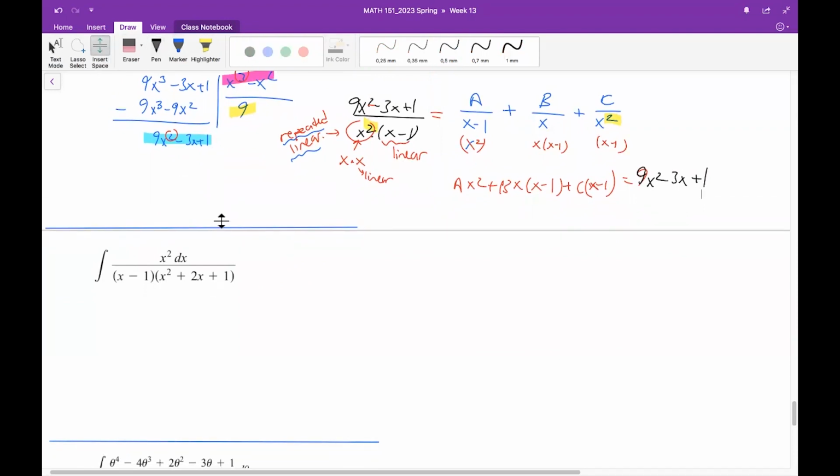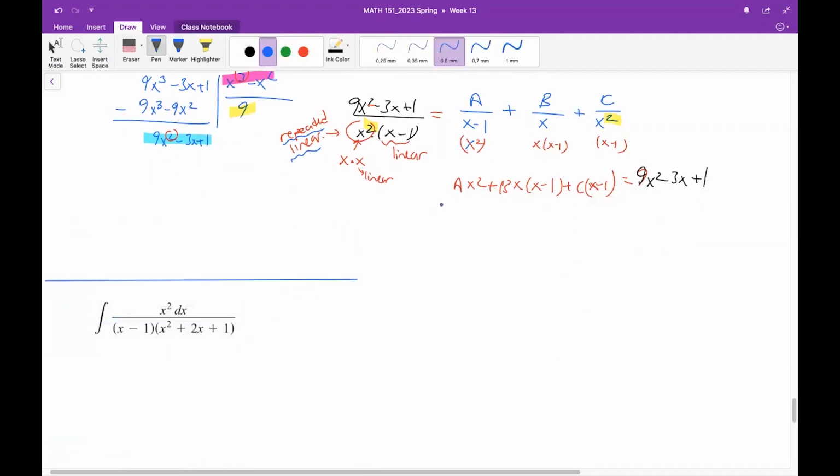So you can use the technique of inserting the roots here. For example, if you insert x equals 0, this is gone, minus C is what remains, and the right side at x equals 0 is 1. So you solve C as minus 1, I guess. Then insert the next root, which is 1. This is gone, so I have just A. Insert 1 for x, so A is 9 minus 3 plus 1. So A is what? 7, I guess.